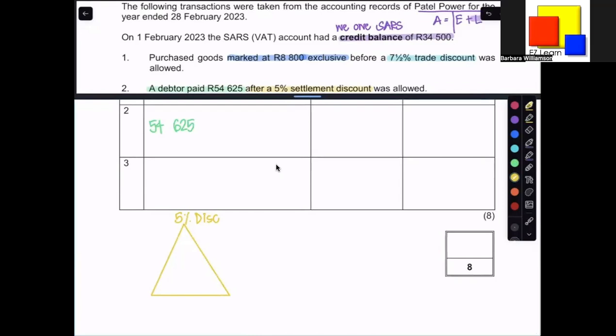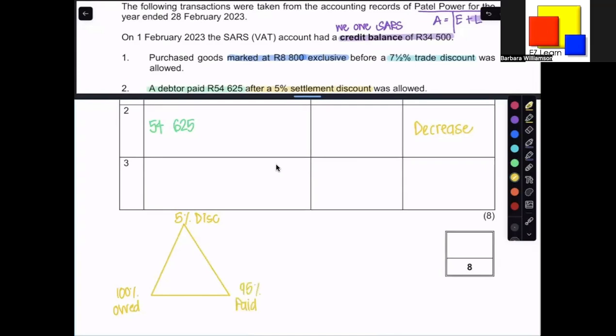SARS doesn't expect us to pay VAT on an amount that we haven't actually received or won't ever get. And so they allow us to claim back that settlement discount. That means that it'll decrease the amount that we owe to SARS. The 5% discount is obviously a discount of the amount that is owing, which means that the amount that is actually going to be paid will be 95%.